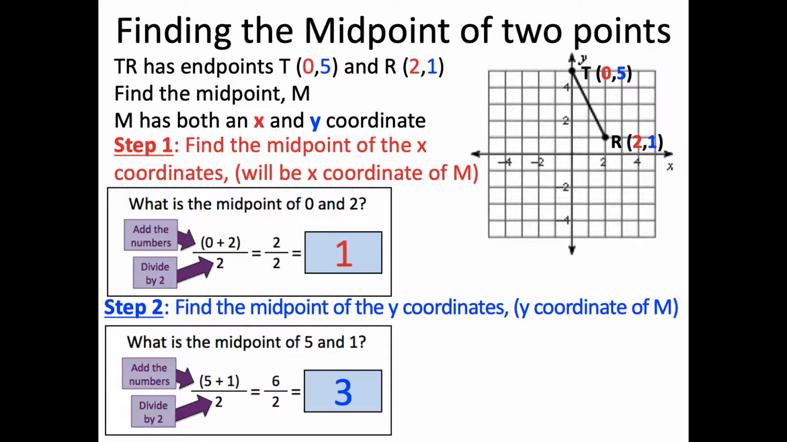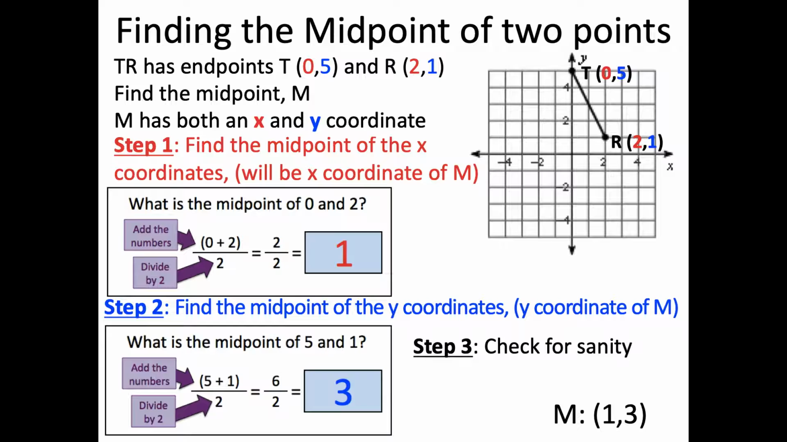Let's do the same thing for y. Add them up. 5 and 1, divide by 2, I get 3. And so I know that the midpoint is (1, 3) here. How'd I do it? I took the average of the x's, 0 plus 2, divided by 2, and the average of the y's, 5 plus 1, divided by 2.